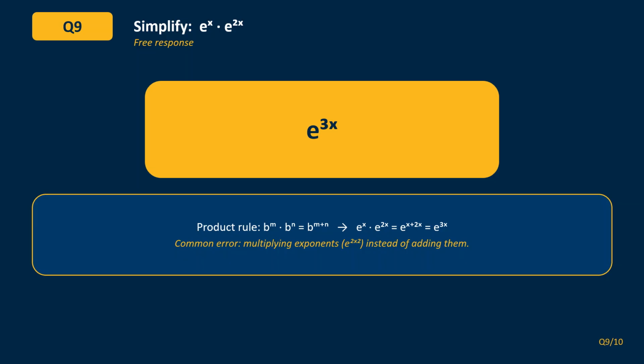The product rule says, same base, multiply expressions, add exponents. The power rule says, base raised to a power, then raised again, multiply exponents. The product rule applies when two exponential expressions with the same base are multiplied. The power rule applies when a single exponential expression is raised to an additional power.